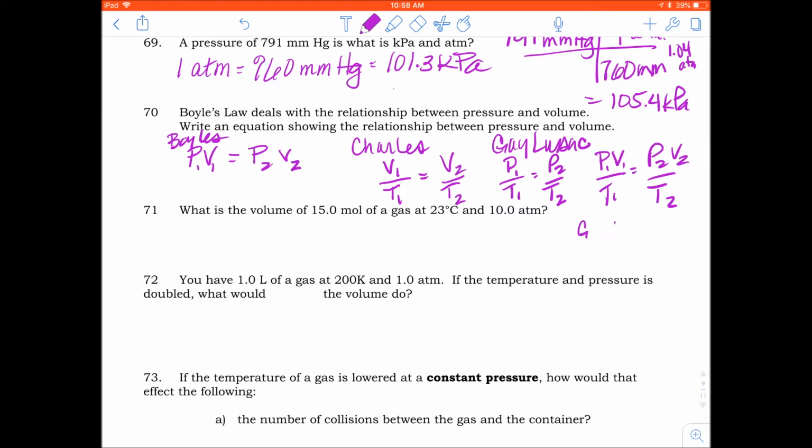Good vacationers check passports before traveling. Good vacationers, Gay-Lussac holds volume constant. It's not involved in the equation. Check passports, Charles holds pressure constant. It's not involved in the equation. Before traveling, Boyle's holds temperature constant.